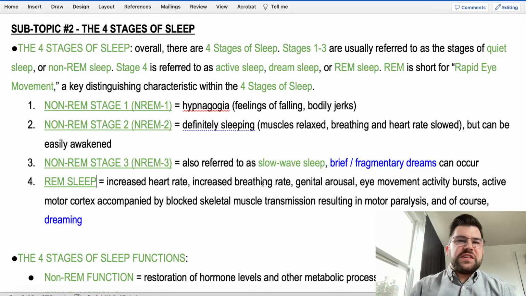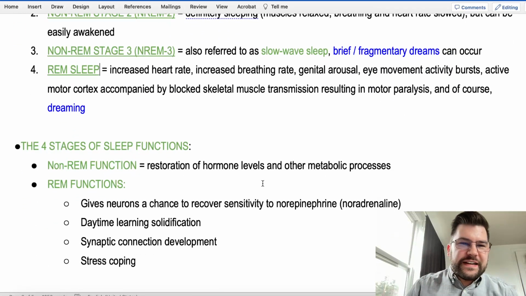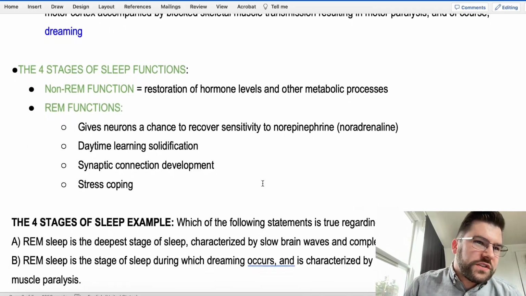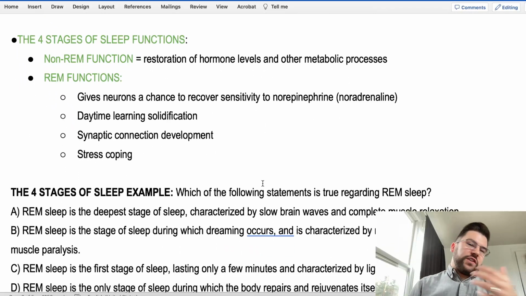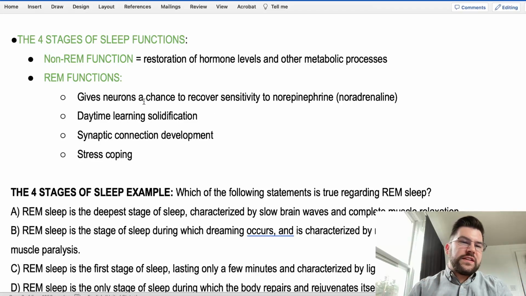So what's the function of these stages? Why go through the 4 stages, in terms of biology, maybe even evolutionary significance? So non-REM functions really just seem to be restorative, right? We're slowing things down. Your body's taking time to focus on rebalancing hormone levels and other metabolic processes.